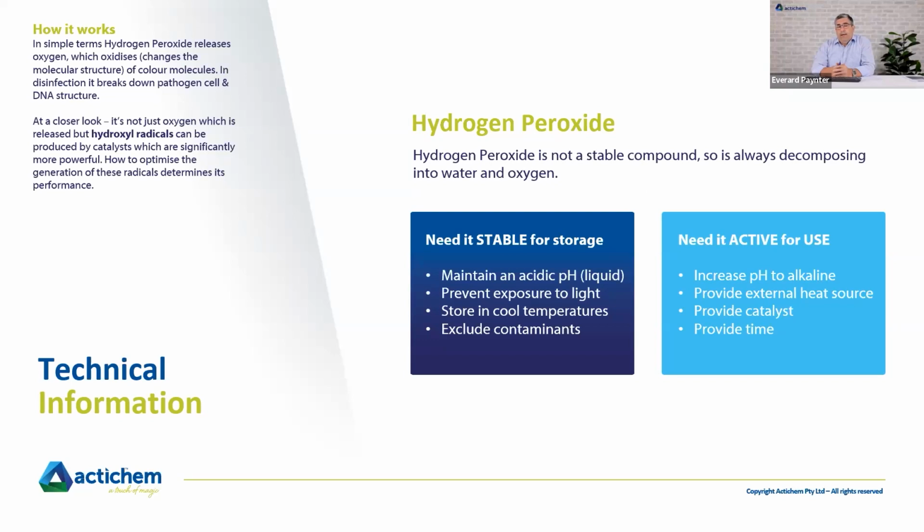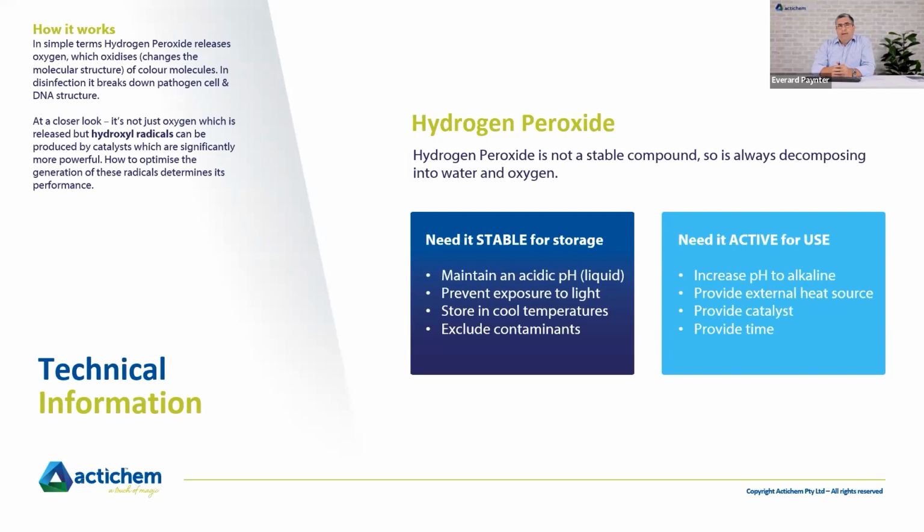We need to increase the pH to the alkaline region. We'll touch on this in a little bit more detail, but just to run over those basic ones: increase the pH, provide external heat source, provide a catalyst, and provide time. Now, in simple terms, on the top left-hand corner of the screen, the hydrogen peroxide releases oxygen. That release of oxygen is one of the key reasons why hydrogen peroxide works so well, the oxidizing agent, as we call it.